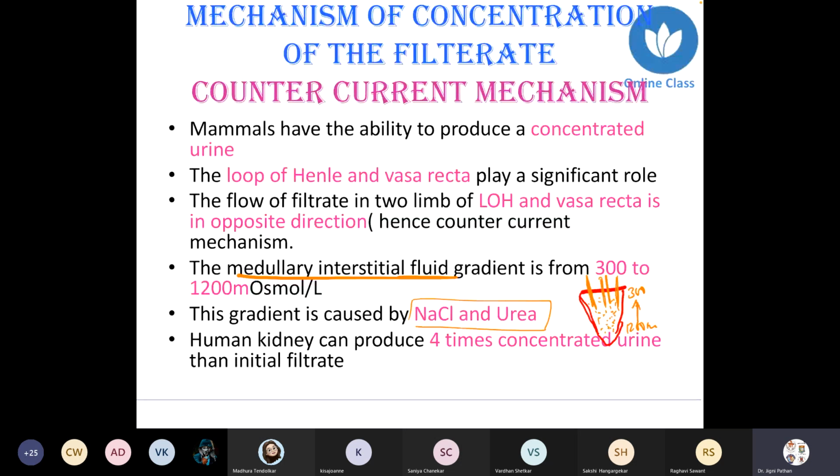The human kidney can produce urine four times more concentrated than the initial filtrate. So the filtrate which is formed in the Bowman's capsule and the urine that is coming from the collecting duct, what is the difference between them? Four times more concentrated. Are you all getting the point? Please write down.